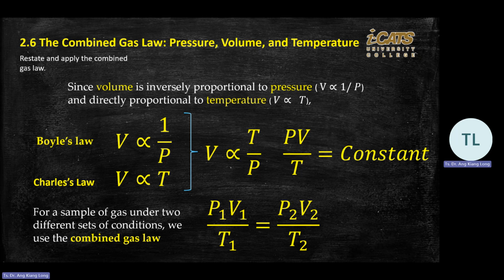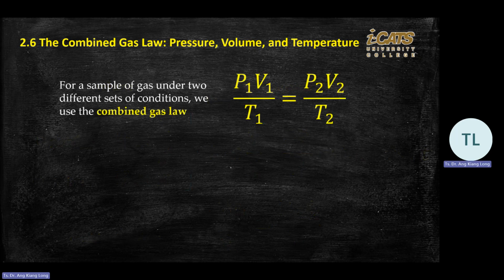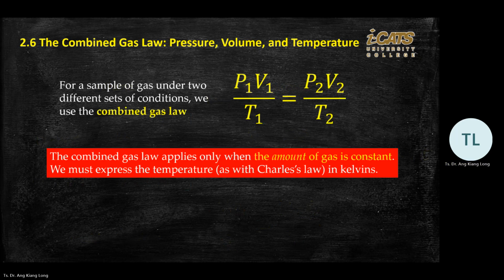In your answer, you need to tell me what equation you use. You need to write the combined gas law: P1 V1 divided by T1 equals P2 V2 divided by T2. Then you substitute the values. One thing you will see in the question, when the question purposely asks you for the combined gas law, the keyword will be that the amount of gas is constant.